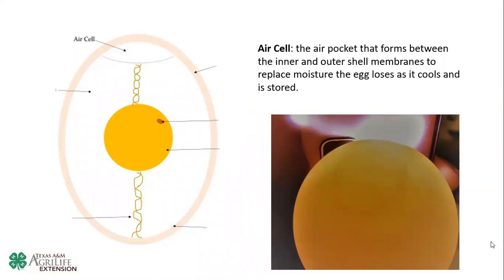There's actually a really neat trick to figure out if your eggs in the refrigerator are still good or not. If you place them in a glass of water and it sinks, the egg is still good. If it floats, that means the egg is no good. This is because the air cell grows larger as the egg ages.